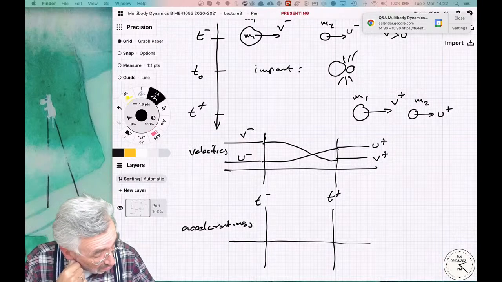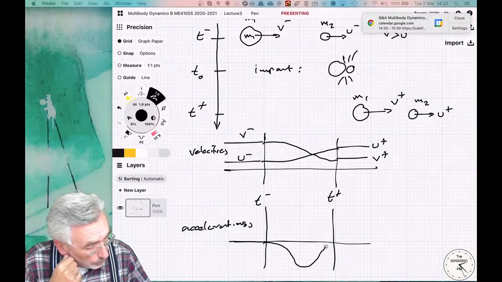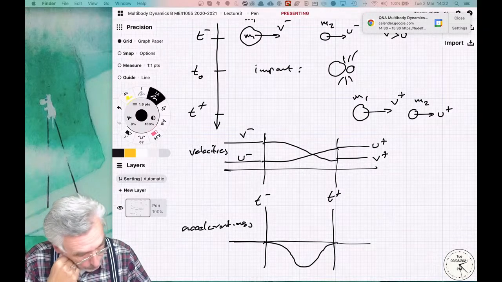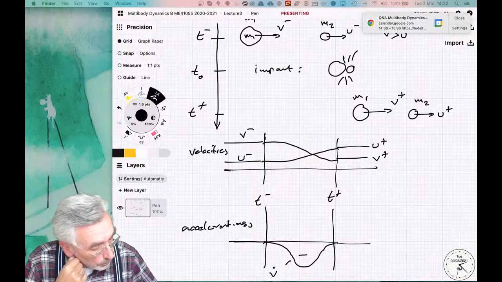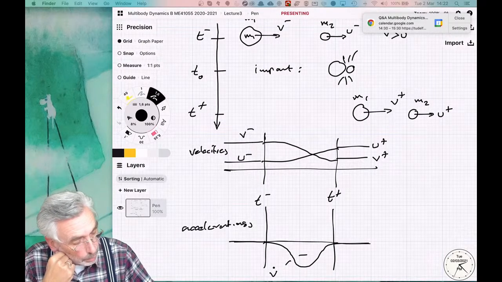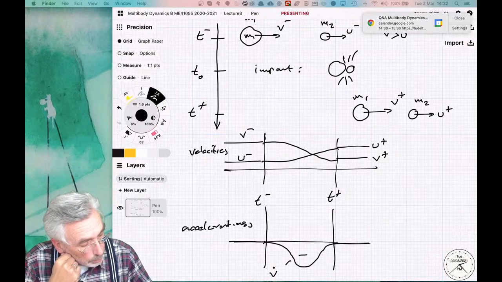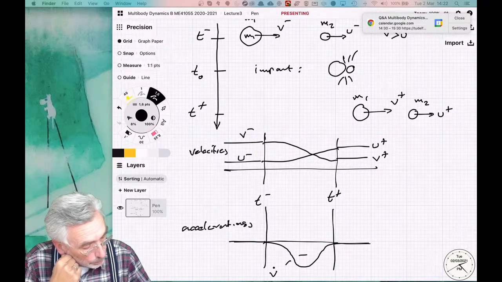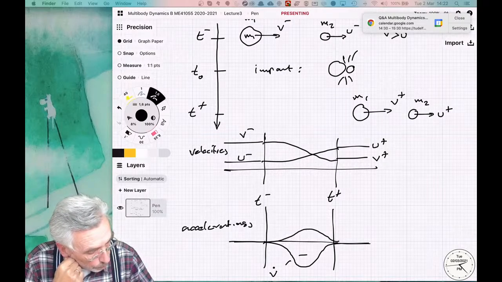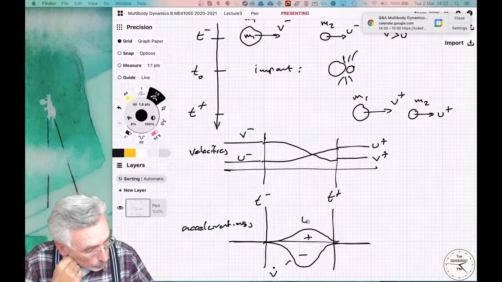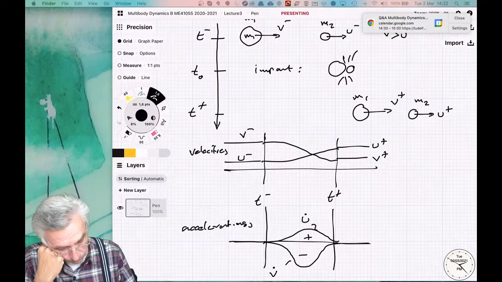So, something like this. I don't know. And then it's zero again. So this is minus. So this is v dot. And then zero. And u, well, the slope is maybe a bit less, but again here zero and here zero, and then here we get maybe something like this, plus. So this is u dot. Okay.